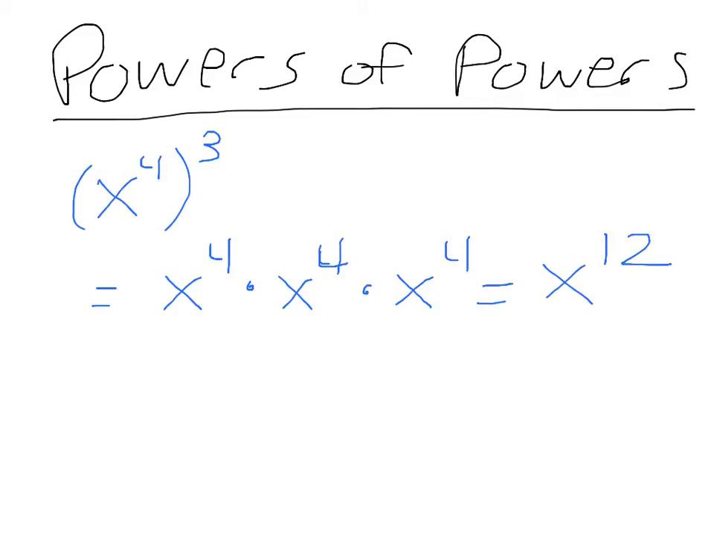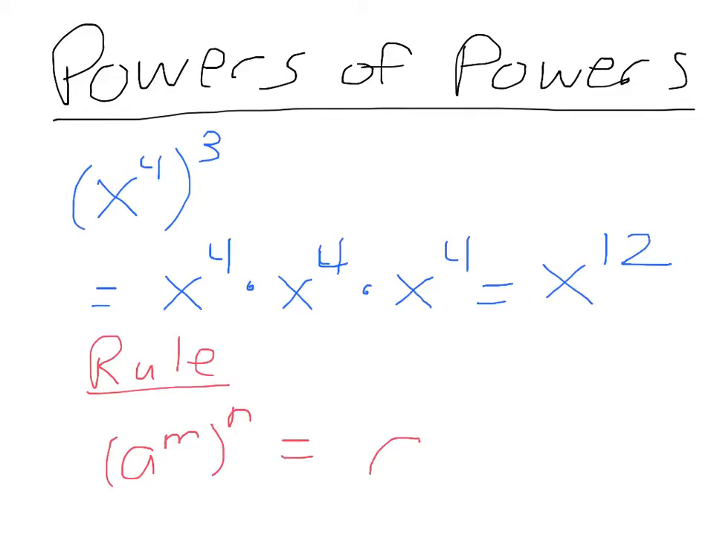Okay, are you seeing it yet? I hope so. What you probably noticed was that 4 times 3 is just 12, and that's exactly what it is. Let's talk about the general rule then. The rule says if I have a power and I raise it to an exponent, then all I have to do is multiply those exponents together. So a to the m to the nth is a to the m times n.